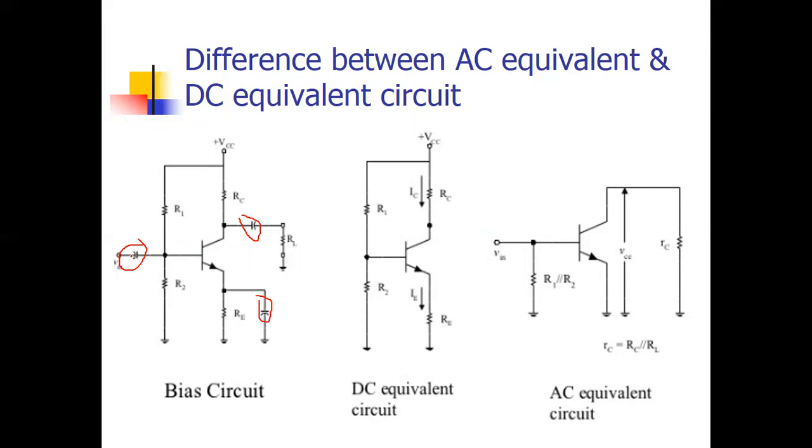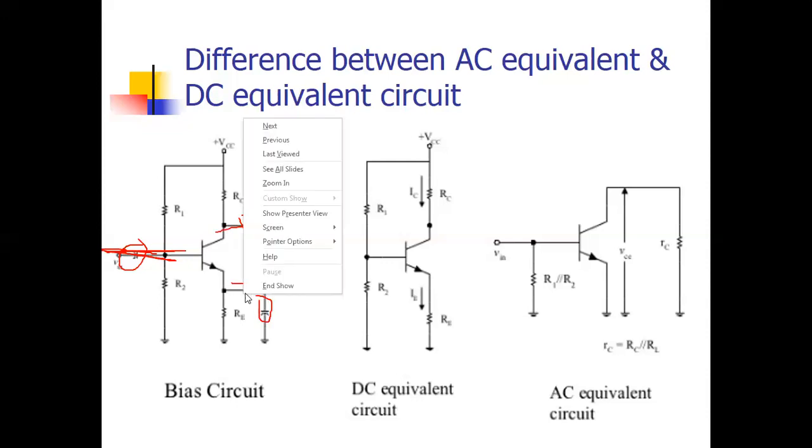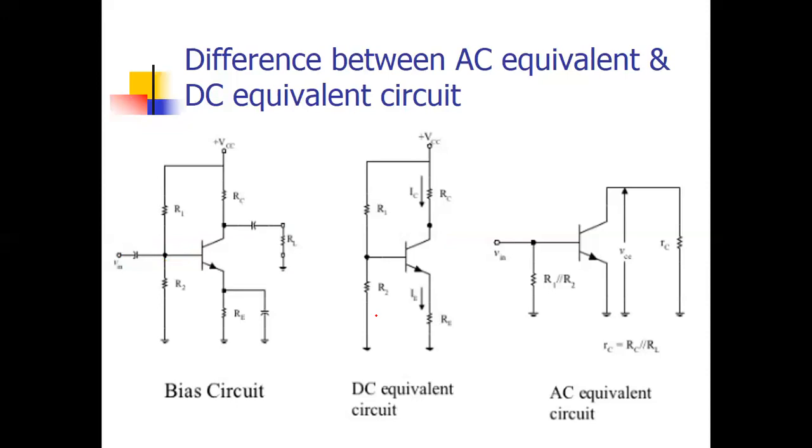Now for the AC equivalent circuit, these capacitors will be short circuit. This short circuit, this short circuit, this short circuit, and after this, the DC supply will be zero, and this DC supply will be grounded. Okay, the DC is grounded, and this capacitor is short circuit, this capacitor is short circuit, this capacitor is short circuit. Now do you understand? Now with this capacitor short circuit, the role of this resistance will be zero. So this is like this.